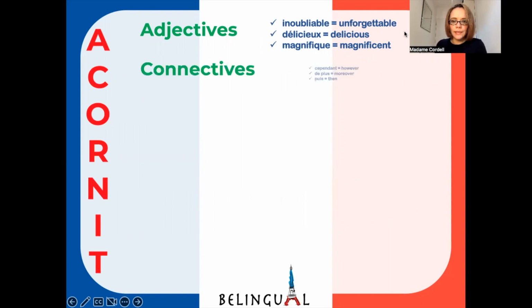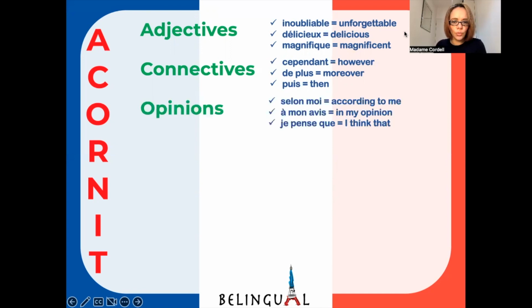C is for connectives. So we have cependant, de plus, puis, many more. You can never use enough connectives in your writing. So try and have a little list that you can incorporate in both your question 1 and essay 2.